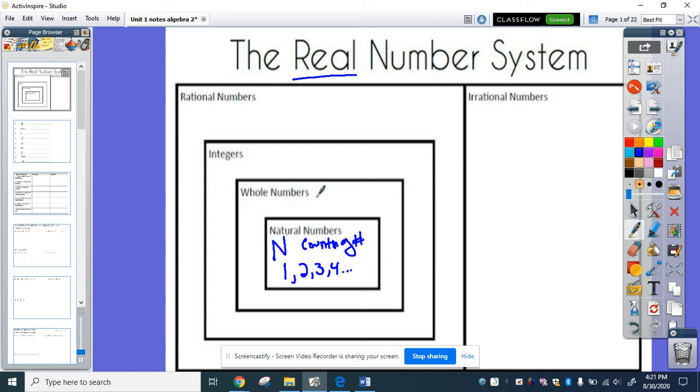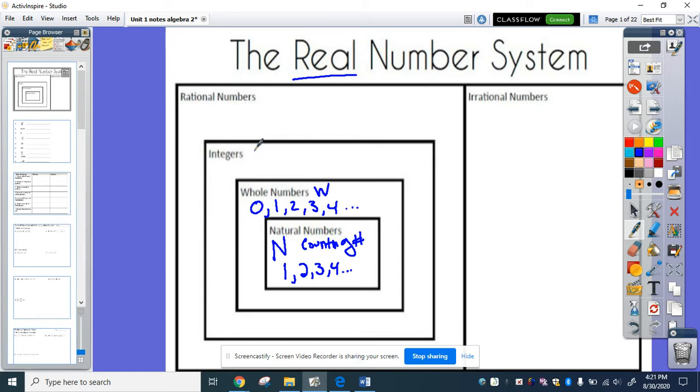When we talk about whole numbers, we're going to use the W for whole numbers. Whole numbers are going to include all of the numbers from the natural numbers, but we're also going to include 0. We're going to start at 0 and count up. We are not going to include negatives. We're not going to include decimals, fractions, any of that. So natural numbers start at 1, count up. Whole numbers start at 0, count up.